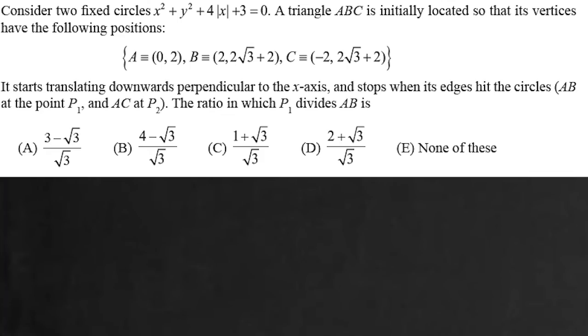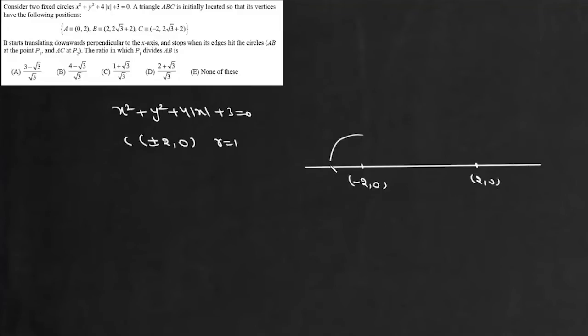Now here the question is, consider two fixed circles x square plus y square plus 4 mod x plus 3 equals 0. Center is at plus minus 2 comma 0 and radius is 1 unit. So we have two circles with centers at minus 2 comma 0 and plus 2 comma 0 and radius equals 1 unit.